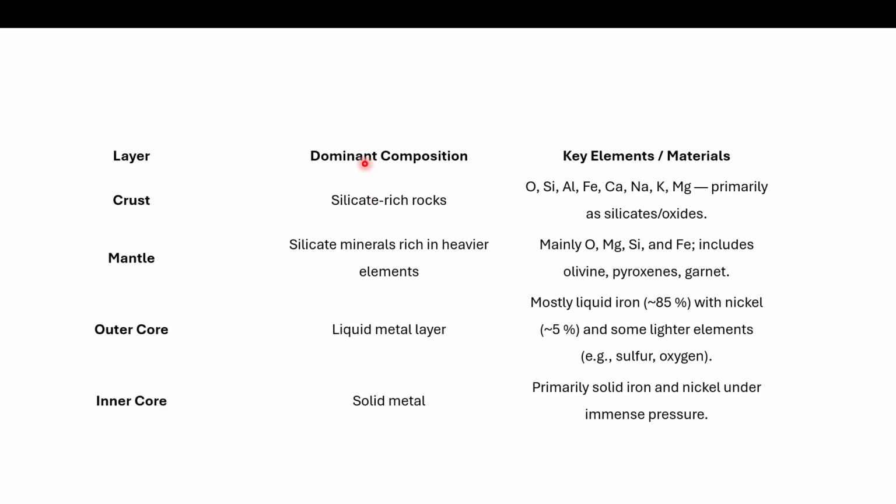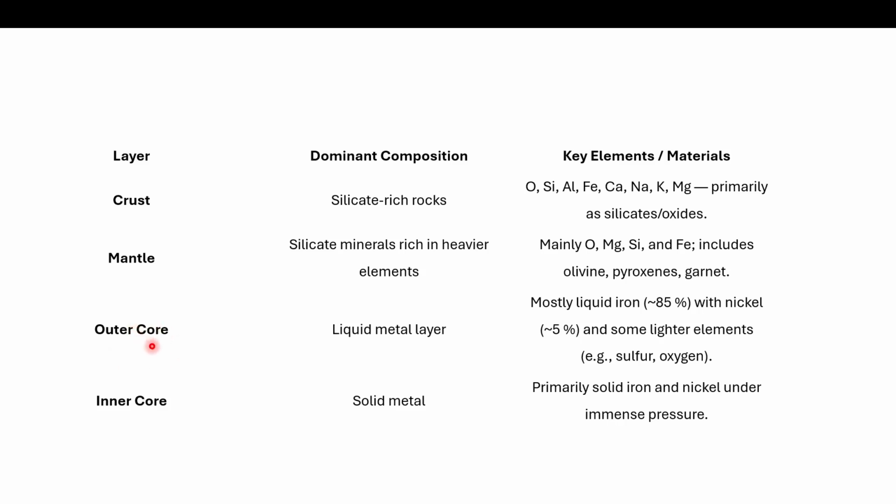Now, in general, if we talk about the composition of each layer of the earth, what are the key elements and materials? The crust is mainly dominated by silicate-rich rocks, and key elements or minerals are calcium, magnesium, oxygen, silicon, aluminium, iron. And then comes the mantle, which again has silicate minerals rich in heavier elements, mainly oxygen, magnesium, silicate, and iron.